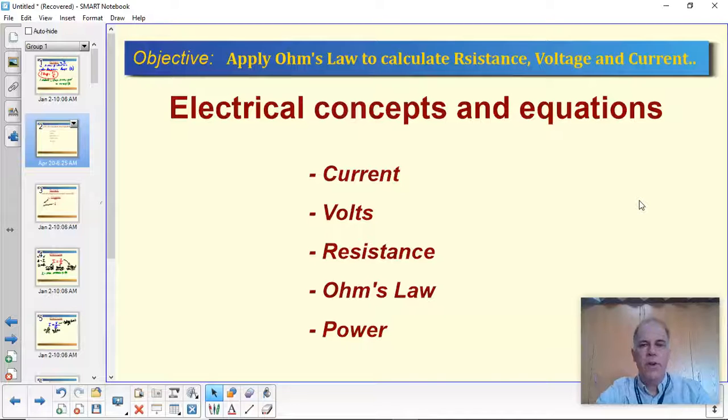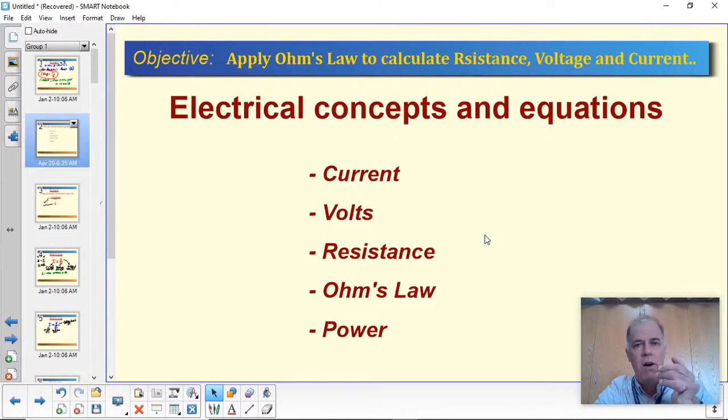Hey guys, today we're going to learn about electrical concepts and equations. Last time we saw how static charges work and we learned about Coulomb's law. Now we're going to get into some of the specific tools that we use for analyzing electric circuits and electrical situations. There's a lot of material to cover, but it all works together, so it's not too bad.